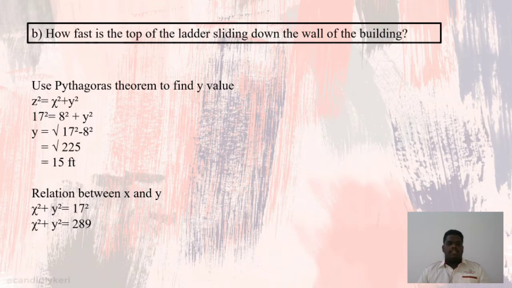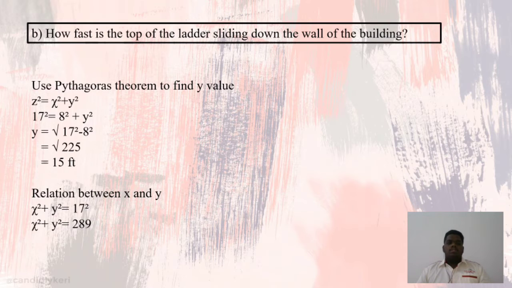Let us see the second question. B. How fast is the top of the ladder sliding down the wall of the building? First step. Using Pythagoras theorem, find the value of y, which is z squared equals x squared plus y squared, and the final answer of y is 15 feet.